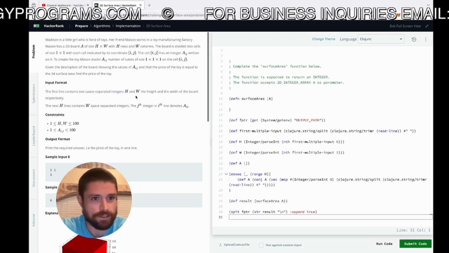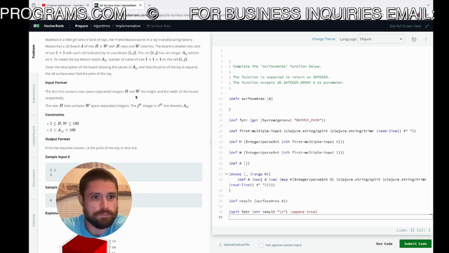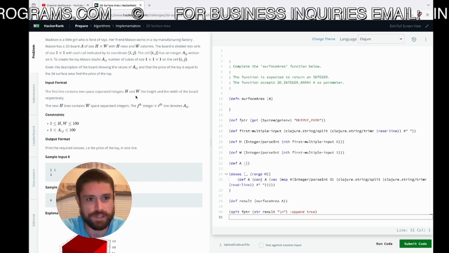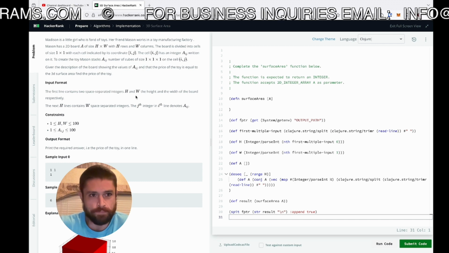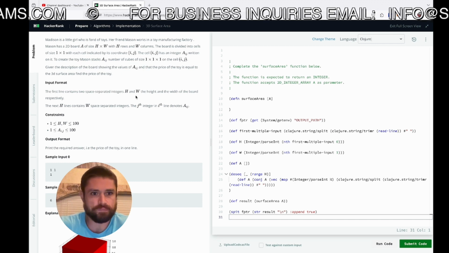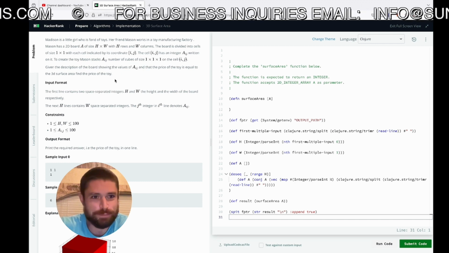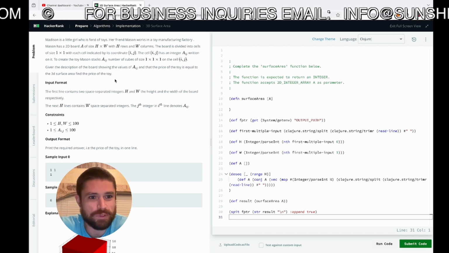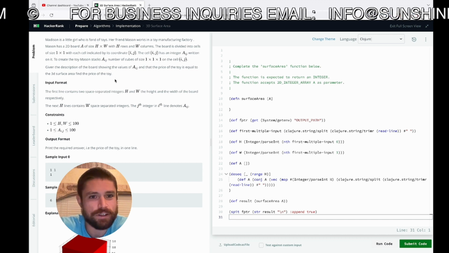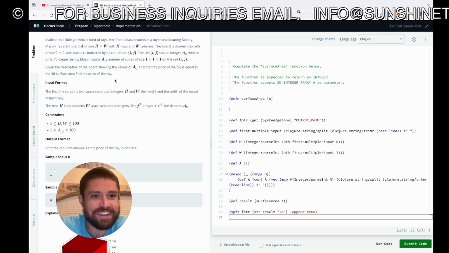And yeah, check out this one I found. We are building toys out of three-dimensional cubes. There's a cute backstory about Madison and Mason who are building the cubes. They're never mentioned again.